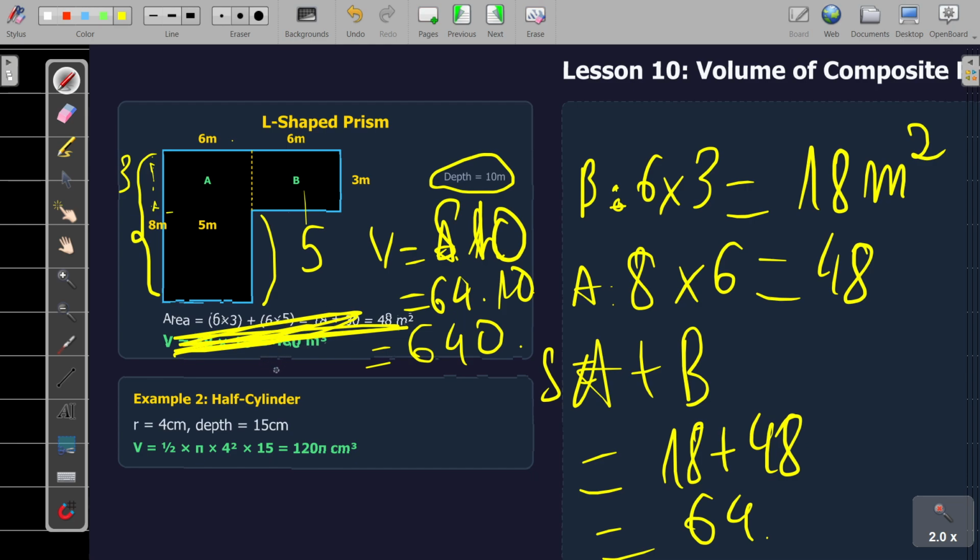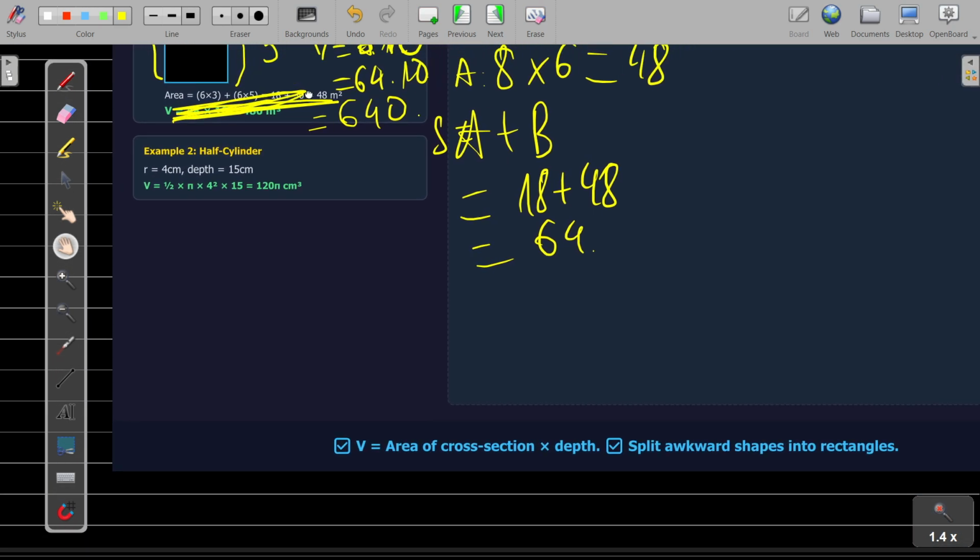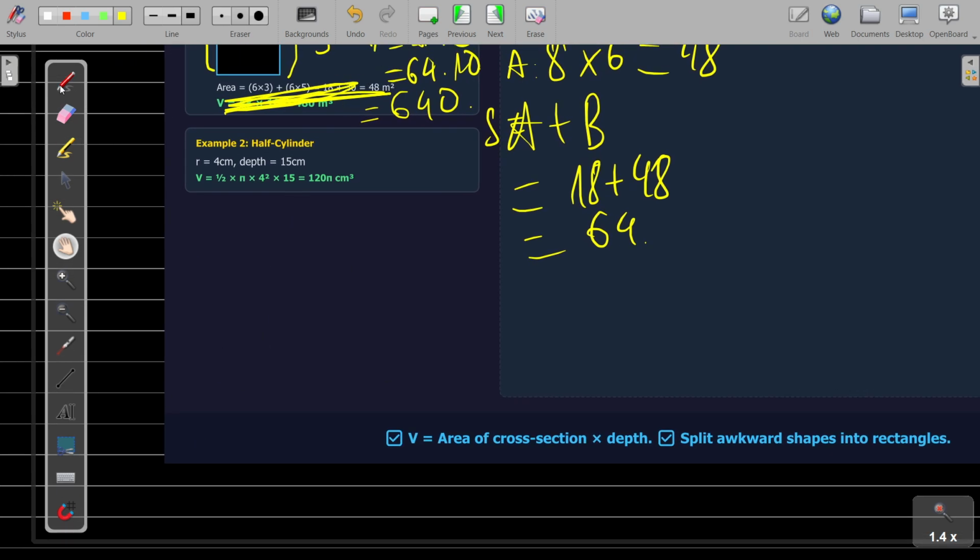Again, we run our checklist. Is it a true prism? We will slice it from front to back. Every slice is a semicircle. Is it? Then yes, it's going to be a prism. Now, we need to go into our next example, which is going to be a half cylinder. If we slice it from front to back, every slice is going to be a semicircle.